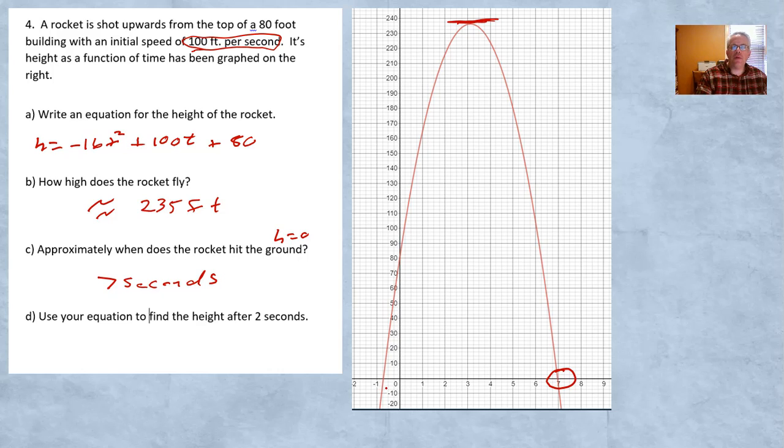I didn't use this one because this is kind of before the rocket was fired. It's a negative value of time, and this one really doesn't make sense in our problem. Only this value does. All right, use your equation to find the height after 2 seconds.